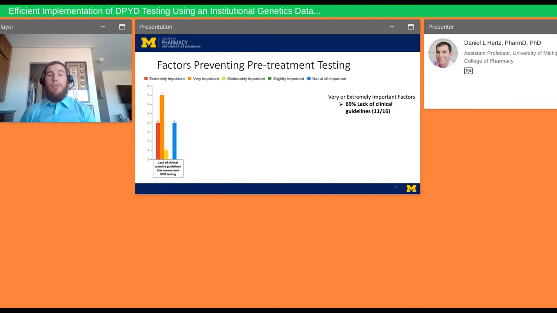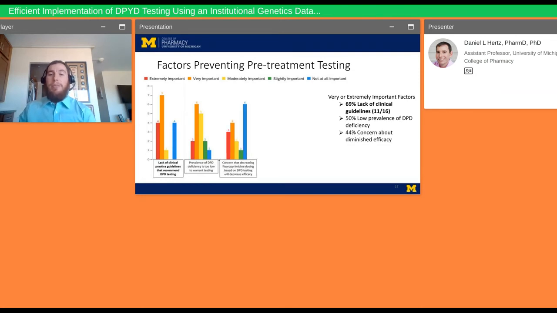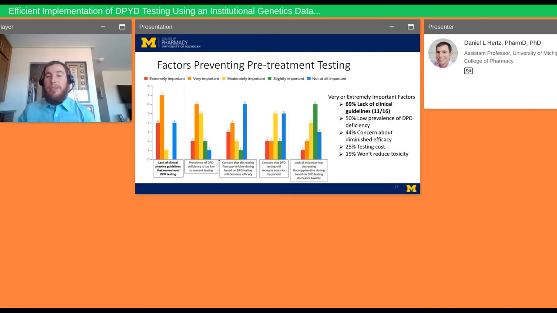We then asked about several factors that we believed might prevent medical oncologists from ordering testing, and I'll go through some of the major highlights. The factor that was endorsed as extremely or very important by most medical oncologists was the lack of clinical guidelines from any of the major guideline committees, as I mentioned earlier. The next most common response was the low prevalence of DPD deficiency, followed by the potential concern for decreased efficacy from dose reduction. There were several other factors asked about that had much lower concern, including testing cost and a concern that DPD testing will not reduce treatment toxicity.